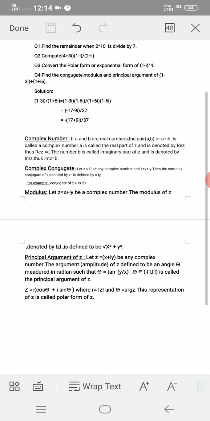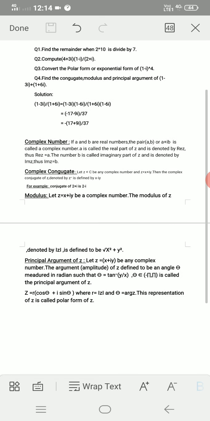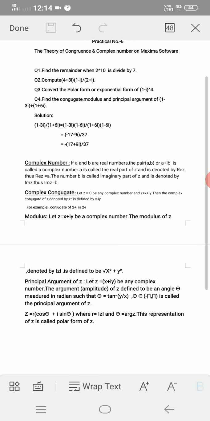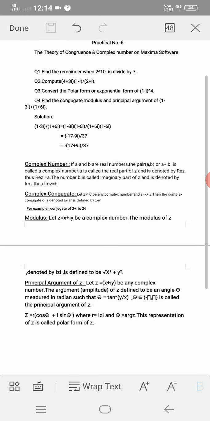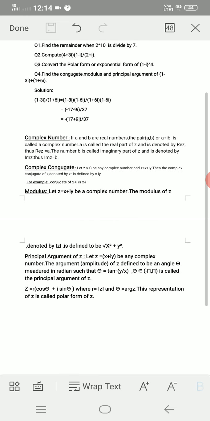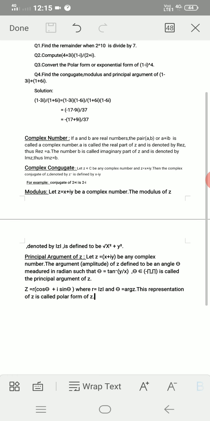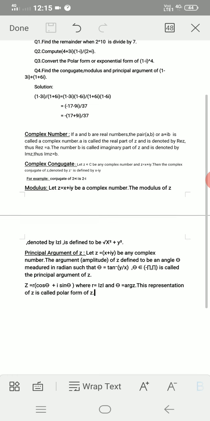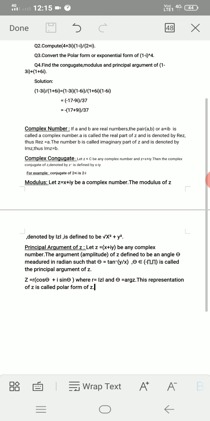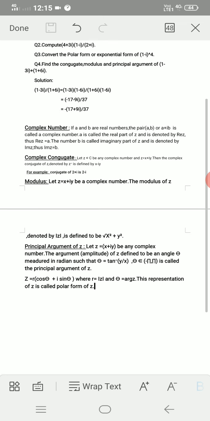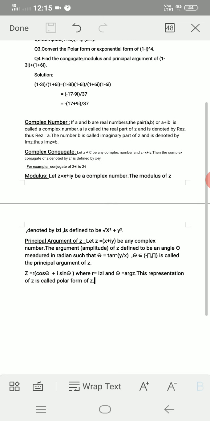Let z be any complex number, z is equal to x plus iy. Then the complex conjugate of z is x minus iy. It is denoted by z bar. For example, the complex conjugate of 2 plus i is 2 minus i.